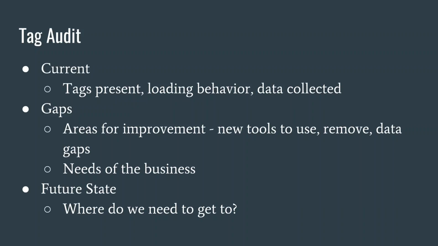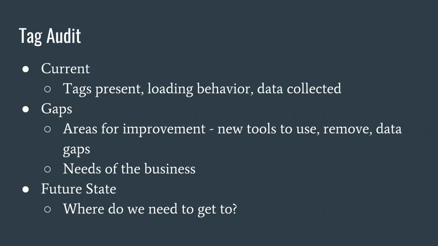And then the third state, like I mentioned, the future state: where do we need to get to? So start out high level. This is what's going on the site at a very basic level: these are the tags, this is the coverage, this is how they're loading. And then based upon those future states and those goals, dig down deeper.